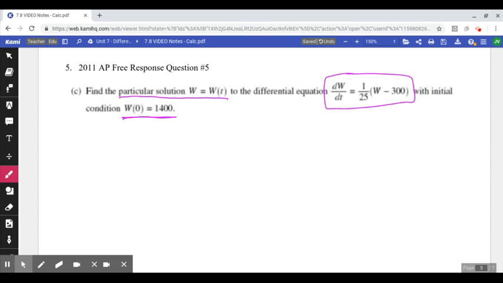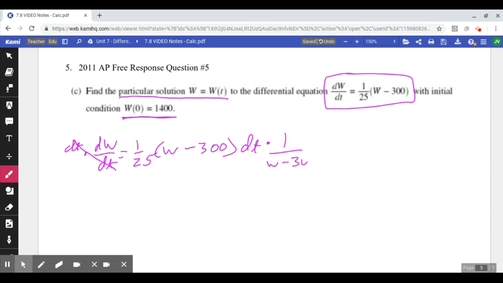To do that, what we want to do is separate our variables. So let me go ahead and rewrite the differential equation real quick for you here. We want to move everything that has a W to the left and everything that has a T to the right. So I'll multiply each side by dt, then the dt's will cancel. And then I have to divide by W minus 300, or multiply by the reciprocal, so we'll multiply by 1 over W minus 300 to each side.